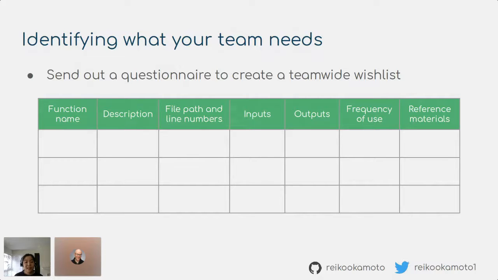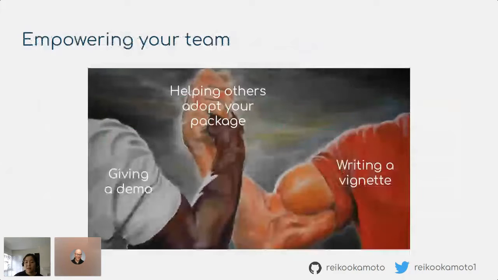And having a frequency of the proposed function is useful to you as a developer when you're trying to prioritize which functions to develop first. And as a side note, at some point, it actually might make more sense for your team to develop more than one package if you feel that the functions on this wish list start to not thematically fit all together. So we're going to skip a couple of steps.